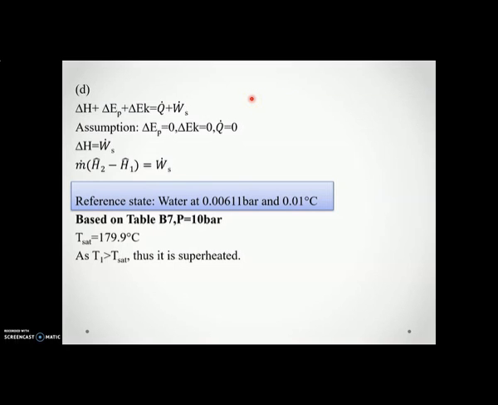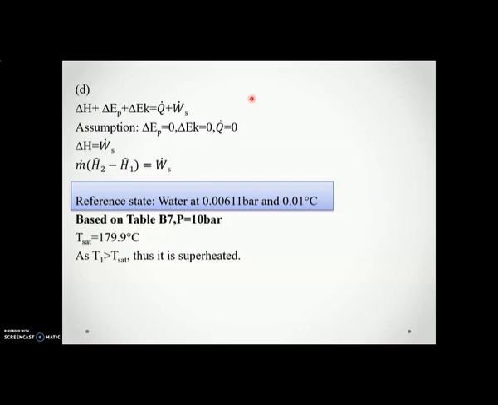The first step here is to write down the energy balance equation, which is delta H plus delta EP plus delta EK equals Q dot plus W dot. And after writing down this equation, some components could be neglected. For example, the delta EP, which is the change in potential energy, could be assumed to be 0 because there is no elevation or height change. And the delta EK, which is the kinetic energy, could also be neglected because there is no velocity change.